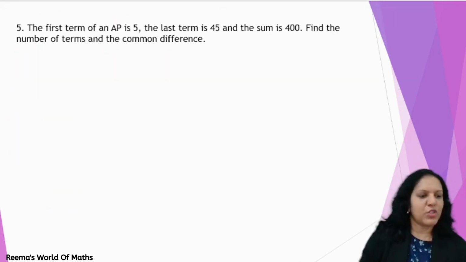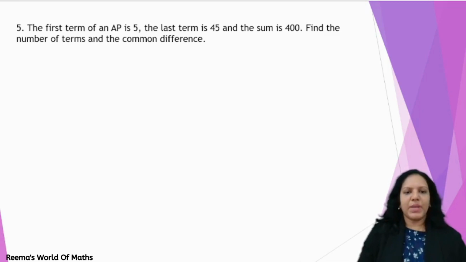So the fifth question. The first term of an AP is 5, the last term is 45 and the sum is 400.